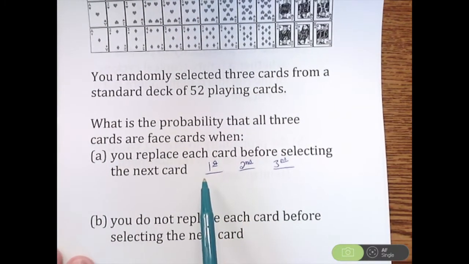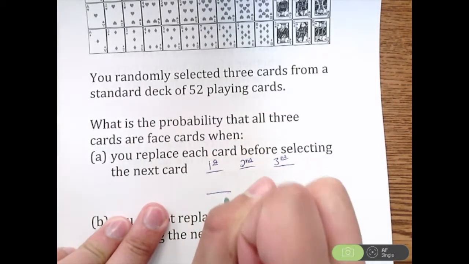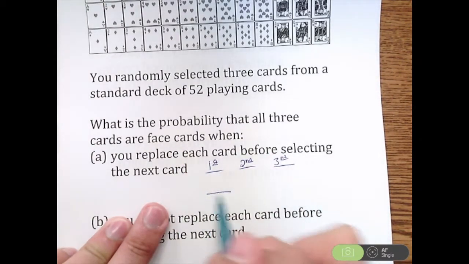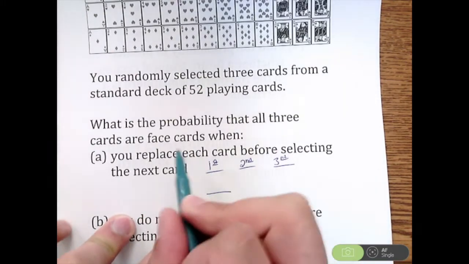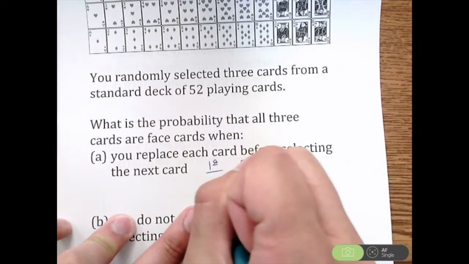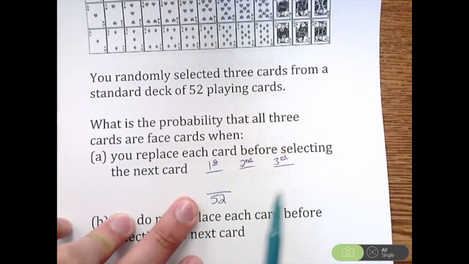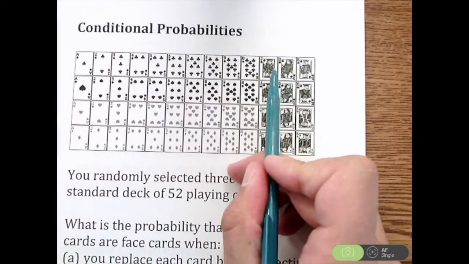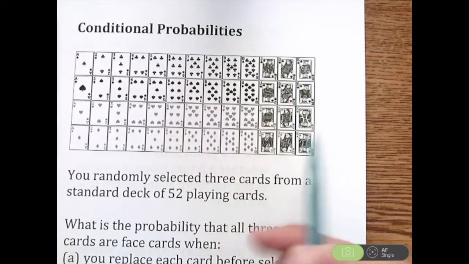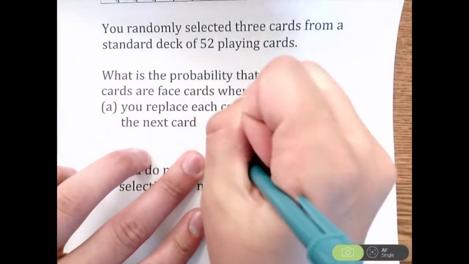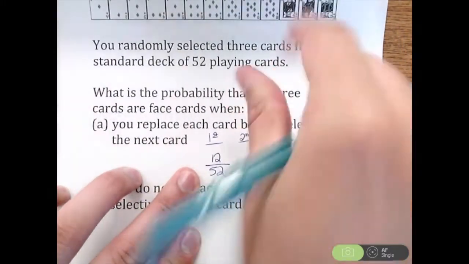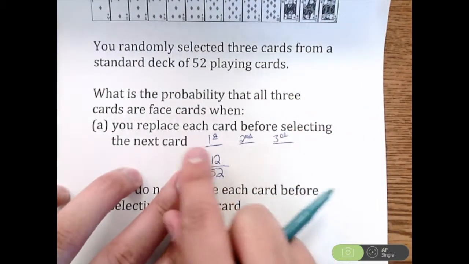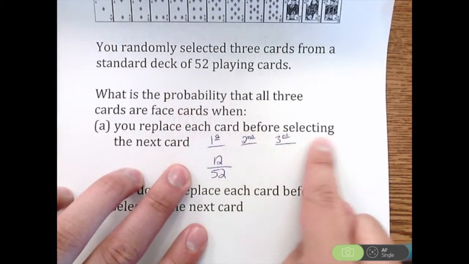So let's look at the first card. First off, we have the part over the whole, or the part we care about over the total amount available in our sample space. So our sample space has 52 cards available. Of the 52 cards available, how many of them are face cards? Well, I have 1, 2, 3, 4, 5, 6, 7, 8, 9, 10, 11, 12 of them are face cards. So 12 out of 52. So I reached in the deck, I pulled out a card, hopefully it's a face card, 12 out of 52 chance of doing that.